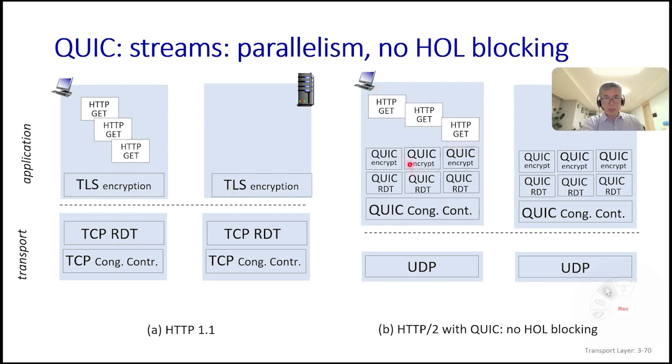Okay, so the congestion control and encryption are here. They are used in parallel, and they can equally provide bandwidth, and then there is no head-of-line blocking.